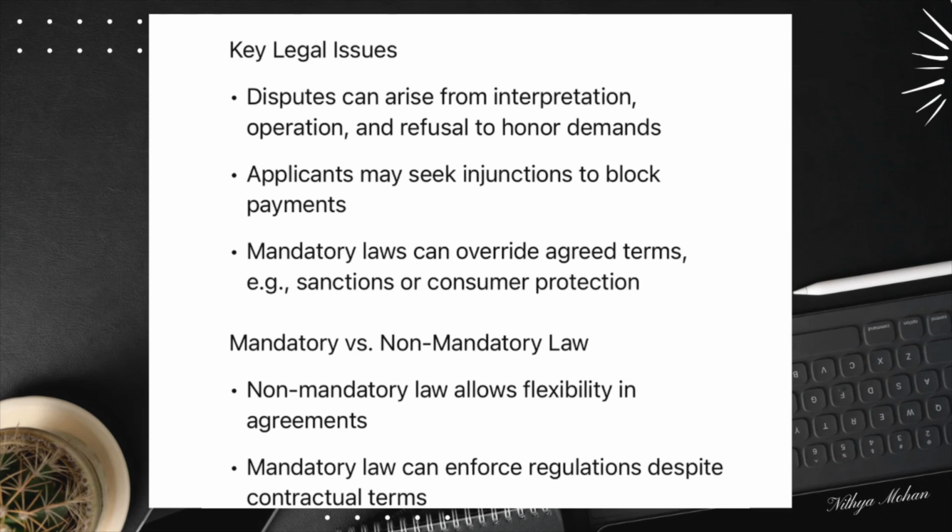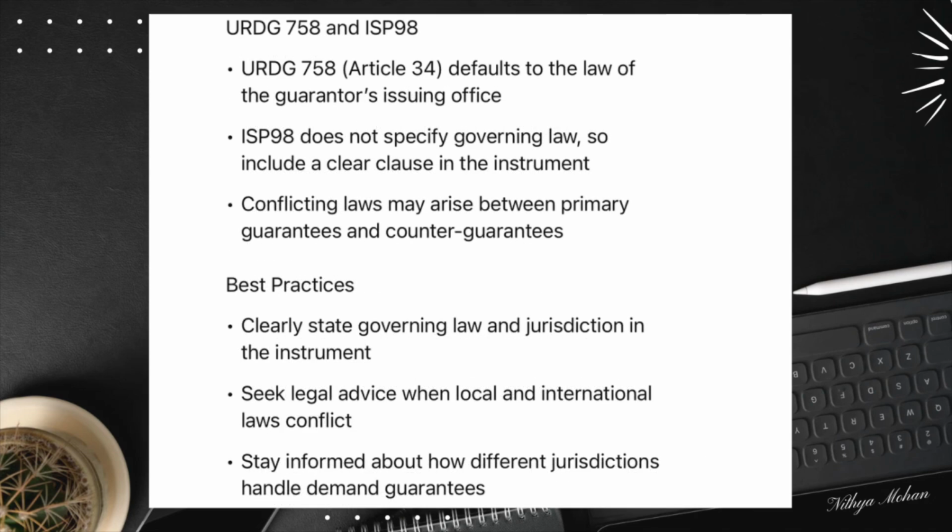Banks and businesses handling demand guarantees must carefully consider governing law and jurisdiction. Two key questions should always be addressed: which country's law applies to the guarantee, and which court or arbitration body has the power to resolve disputes. A common mistake is assuming that the governing law and jurisdiction of the underlying contract automatically apply to the guarantee. This is incorrect, as demand guarantees are independent of the underlying contract. While parties may choose the same governing law and jurisdiction, this must be an explicit decision rather than an assumption.